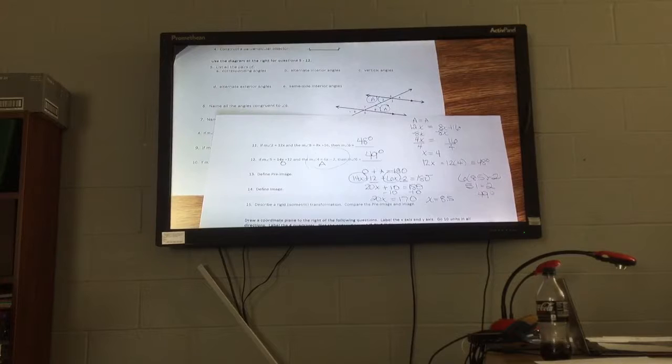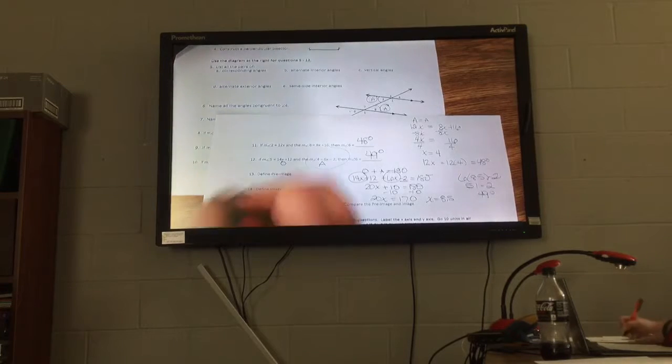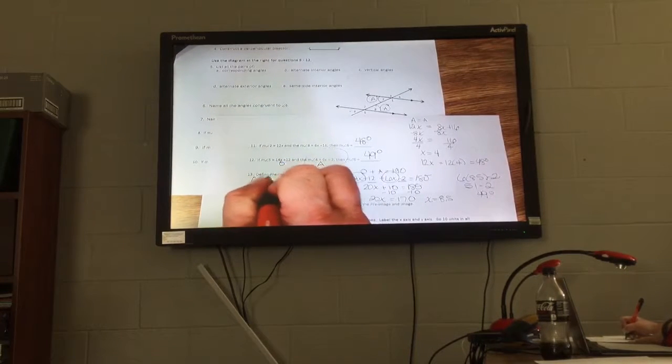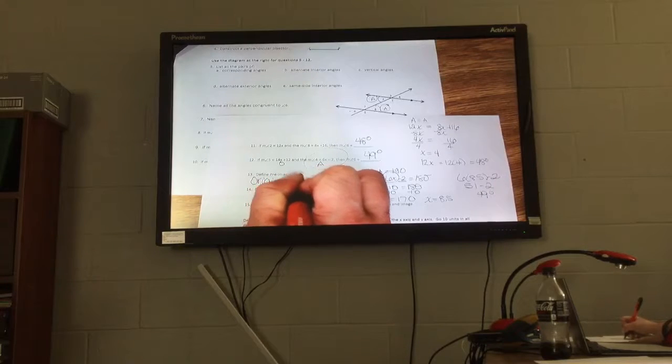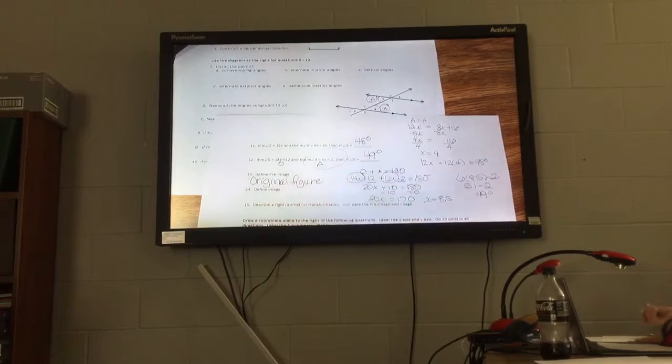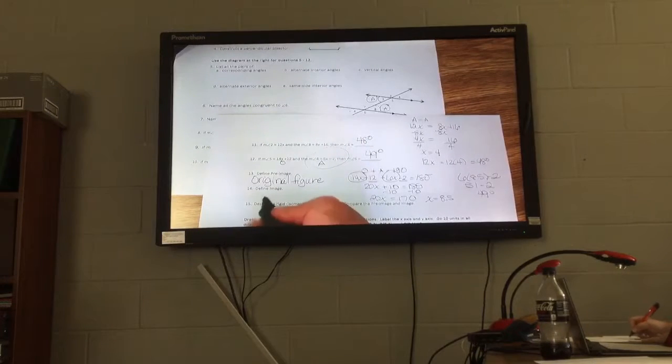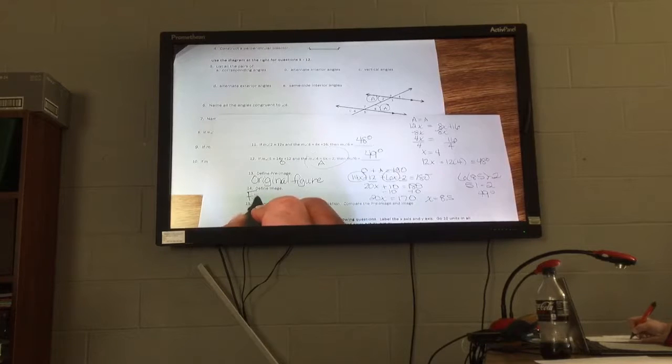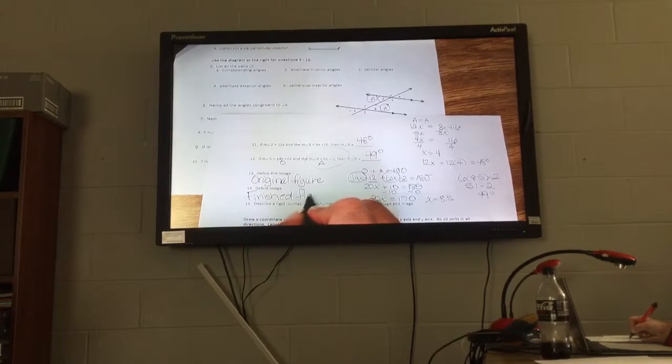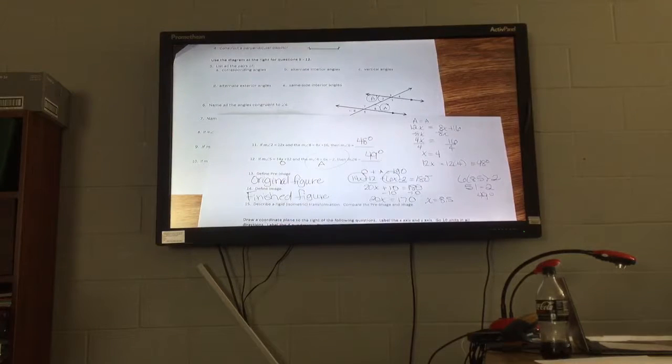All right, 13 says define preimage. It's the original. It's what you start with. It's labeled A, B, and C. The image is what you finish. Finished figure. It's the one that's labeled A prime, B prime, C prime.